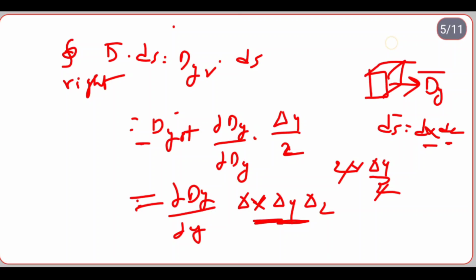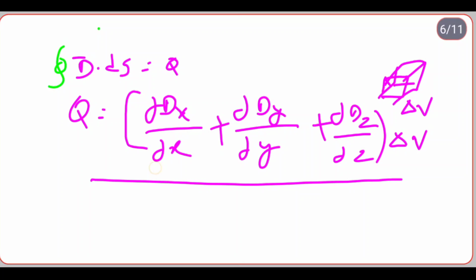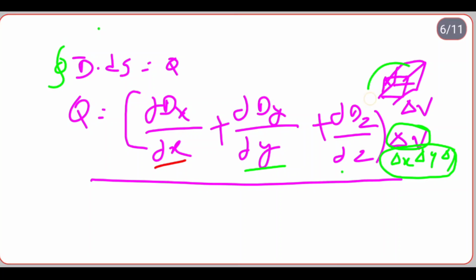I think you understand this. After substituting all this, front, back, left and right, we obtain dou Dx by dou x plus dou Dy by dou y plus dou Dz by dou z, into delta x delta y delta z. Delta x delta y delta z is nothing but the differential volume delta v. Hence we can write the total charge enclosed in the differential volume delta v is given by Q equal to dou Dx by dou x and so on. This formula is very important. This formula is used for the concept of divergence. The concept of divergence we will discuss next.